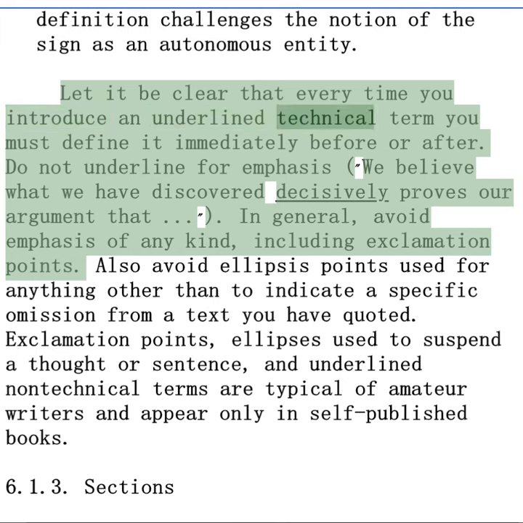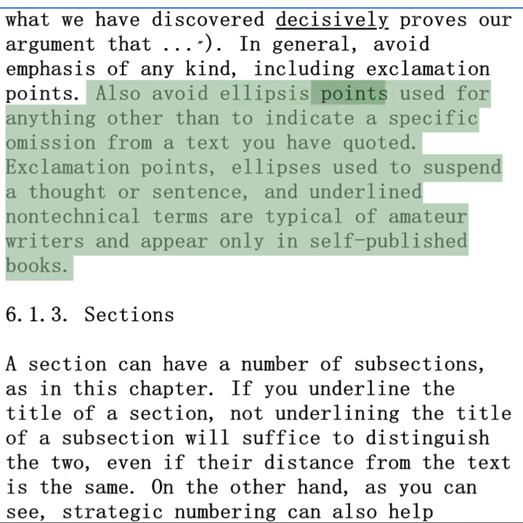Introduce an underlined technical term, you must define it immediately before or after. Do not underline for emphasis. In general, avoid emphasis of any kind, including exclamation points. Also avoid ellipsis points used for anything other than to indicate a specific omission from a text you have quoted. Exclamation points, ellipses used to suspend a thought or sentence, and underlined non-technical terms are typical of amateur writers and appear only in self-published books.